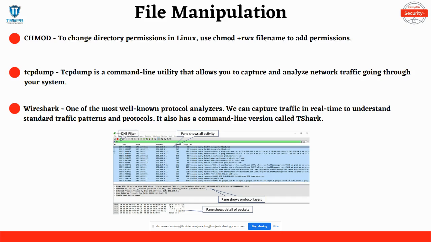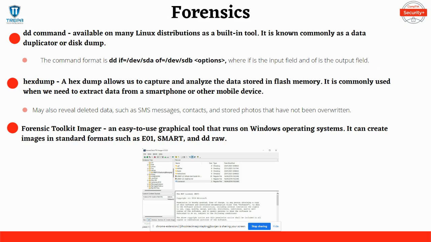tcpdump is a command line utility that allows you to capture raw data going through your network. Wireshark is another packet capturing tool. Wireshark is an application you can install and do packet captures and analysis. Wireshark will also be able to save your packet captures into a PCAP file for future use.